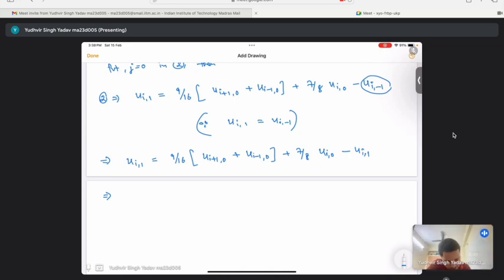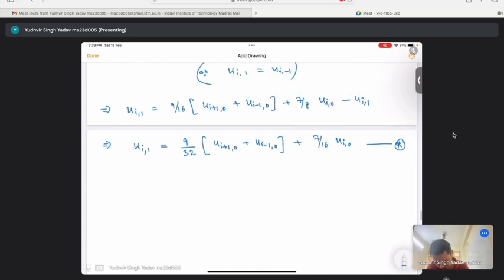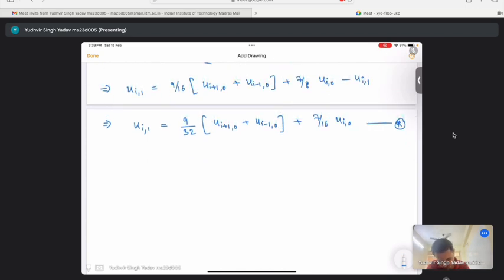So rearranging these terms, one will arrive at this final scheme, that is u_i^1 = 9/32 times (u_{i+1}^0 + u_{i-1}^0) + 7/16 times u_i^0. So let us mark this with a star. This is the difference scheme that we require to solve the given problem.